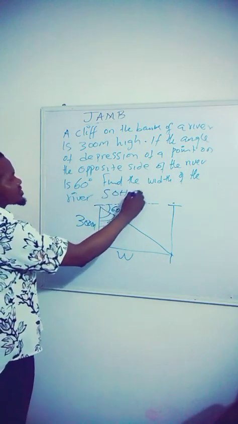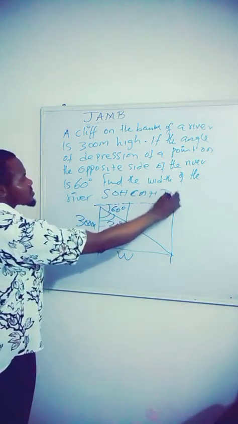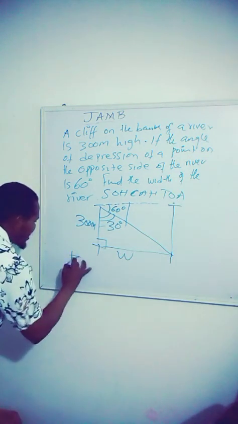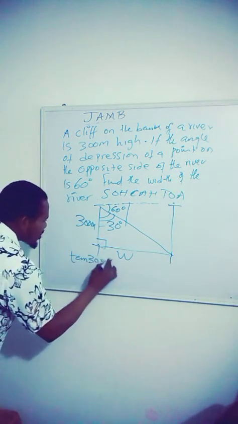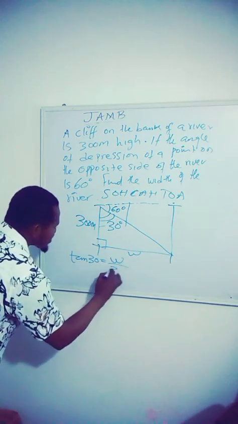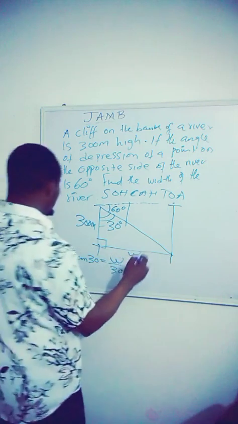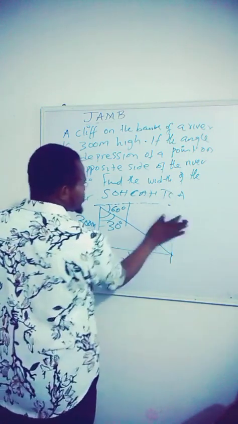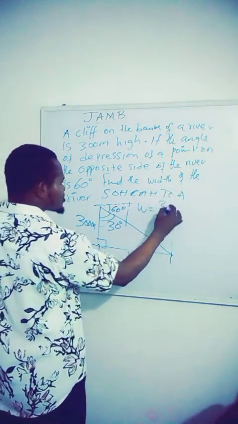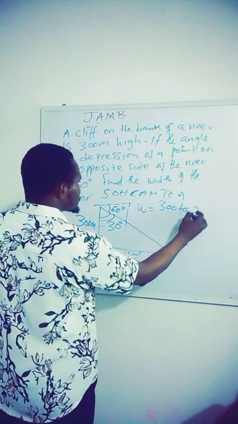SOH CAH TOA. Opposite over adjacent, that is tan. Tan 30 is equal to opposite, which is W, over adjacent, 300. So W, which is our width, is equal to 300 tan 30.